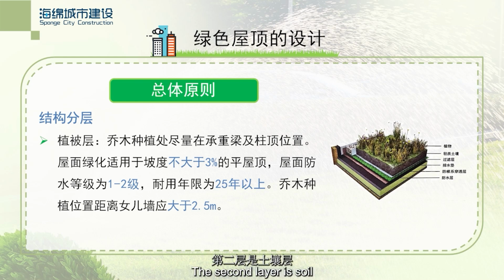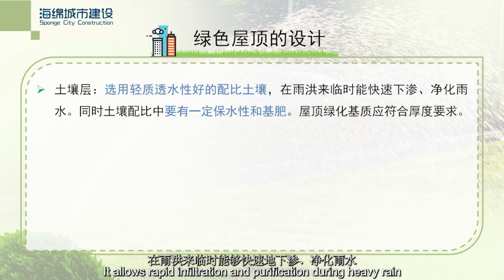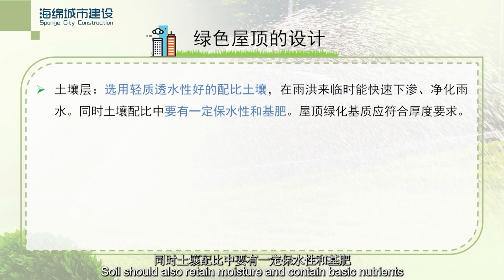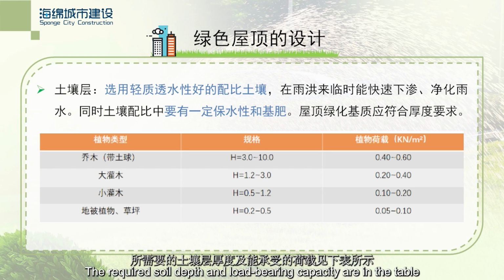The second layer is soil. Use lightweight, permeable soil mixtures. It allows rapid infiltration and purification during heavy rain. Soil should also retain moisture and contain basic nutrients. For different plants, the required soil depth and load-bearing capacity are shown in the table.